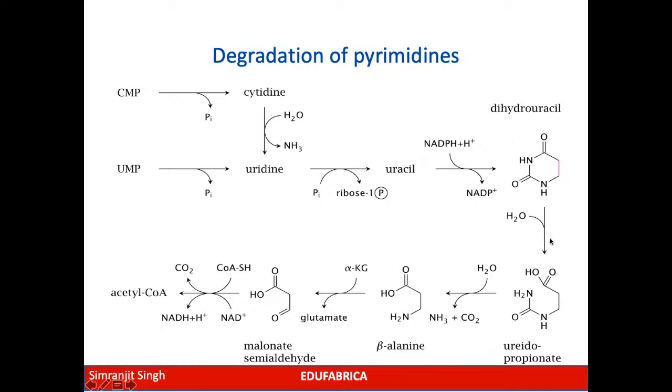And then we add water to it. After the addition of water, it becomes ureidopropionate. Then further it becomes beta-alanine, then malonate semialdehyde, then acetyl coenzyme A. So in this way, your whole pyrimidines will be degraded.